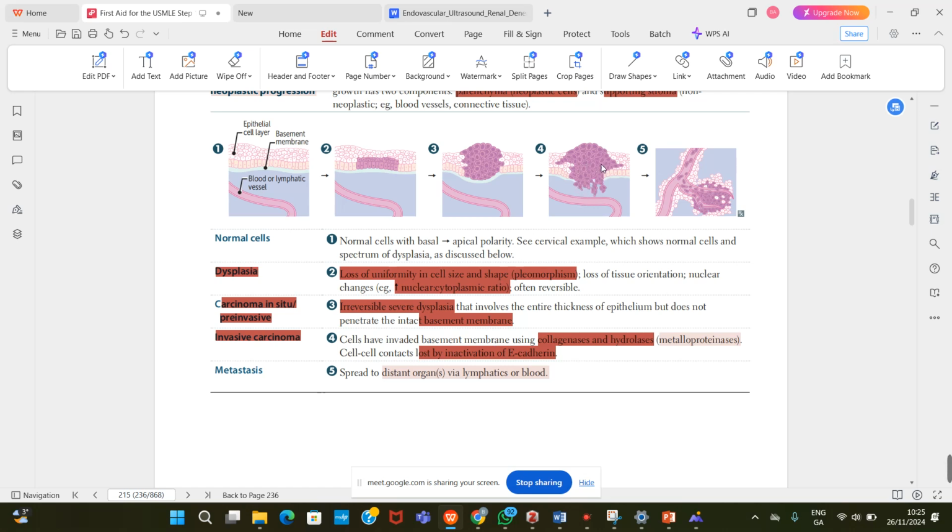But they are still confined to the surrounding tissue. They have not entered the blood vessel. By the time they enter the blood vessel and they travel to other sites, they have metastasized. So that is the progression. So I hope it's clear to us. I think we can move on.